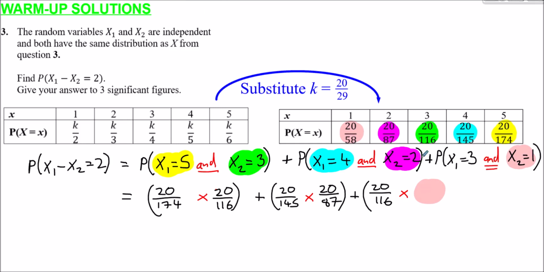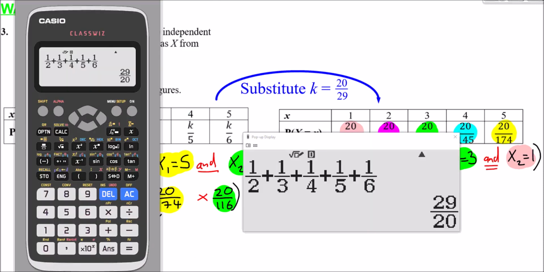Damn colours. 20 over 58. Okay. So now it's just a case of working this out very carefully and taking your time with the calculator so that you don't make any mispresses. So I'm just colour coding in where these values came from. x1 being 4 was 20 over 145, x2 being 2, 20 over 87. Again, I've got a slight addiction to colouring stuff in. Anyway, let's get on to this now without me talking about colouring in anymore.